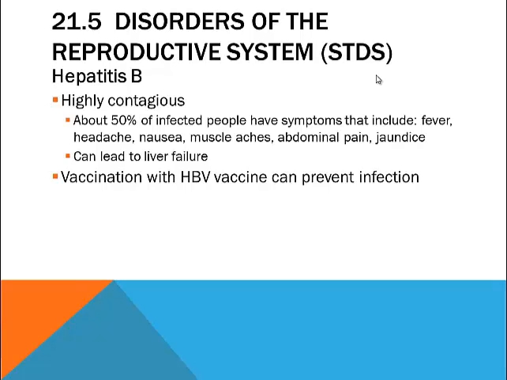Sometimes hepatitis B is acute, only lasting a few weeks, and sometimes it is chronic and leads to liver failure and need for a transplant. There is a vaccination available for HPV to prevent infection.